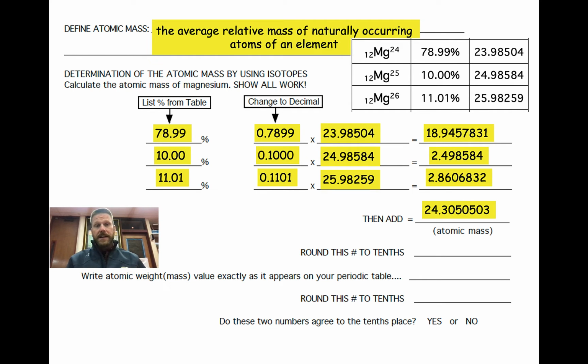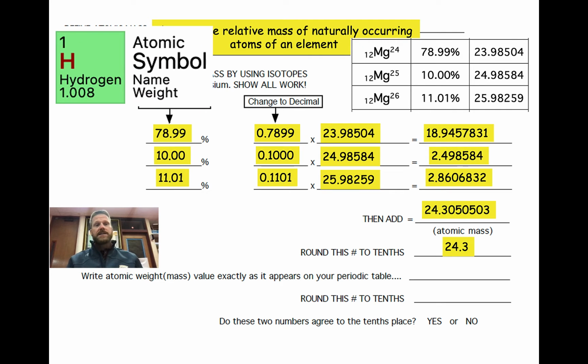24.3050503. Now, finally, I'm going to round this to the tenths place. That gives me 24.3. If I look at my periodic table, I can see that the atomic weight is the lower number in the periodic table, the one that has the decimals.